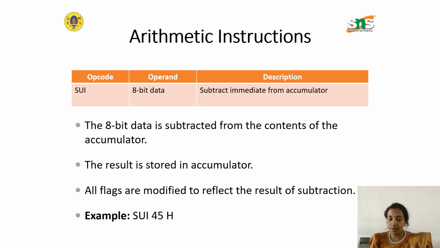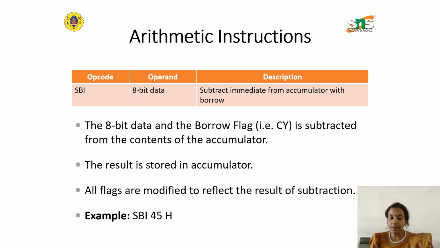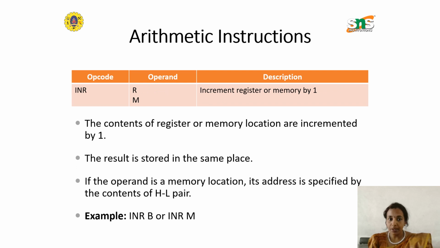SUI 45H means direct data would be given and the direct data is 45. It should be subtracted from the contents of the accumulator, store it in the accumulator. SBI, 8-bit data would be given and along with the borrow.